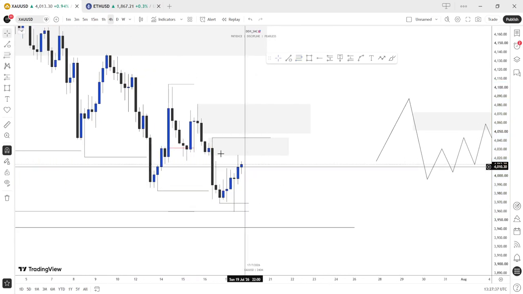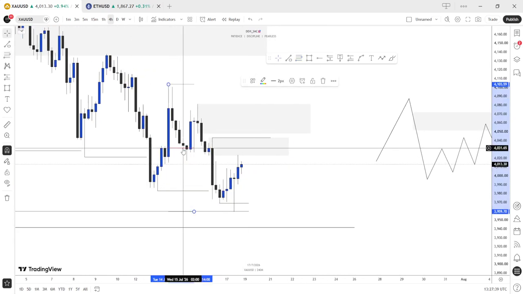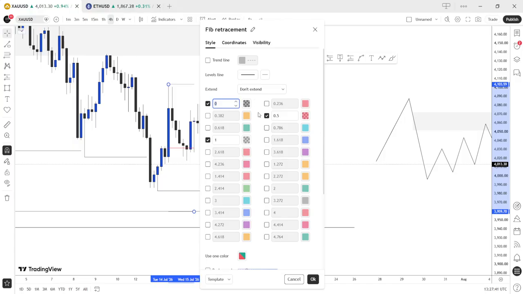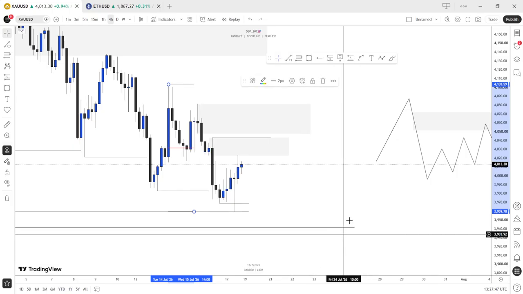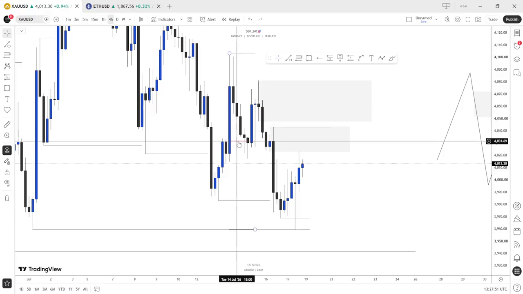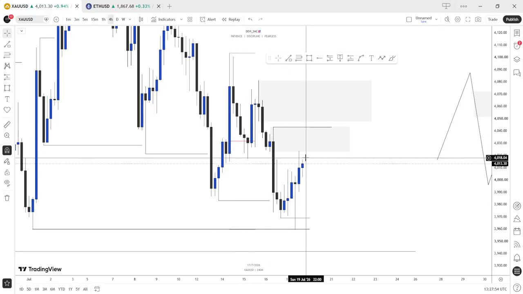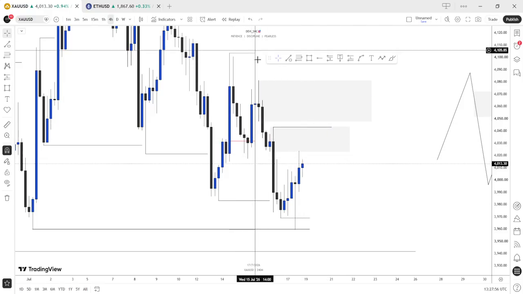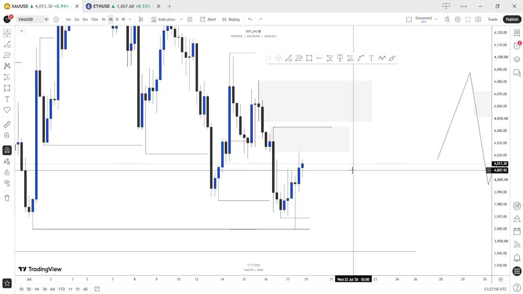So that's it. I've drawn my fib, right? The Fibonacci retracement tool. This is my setting: it's 0, 1, 0.5, right? So we can see that our zone is perfectly in line with the 0.5 level, right? So we are good, right?